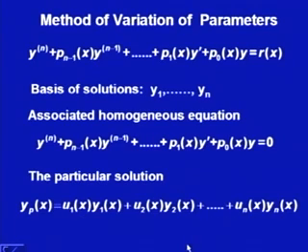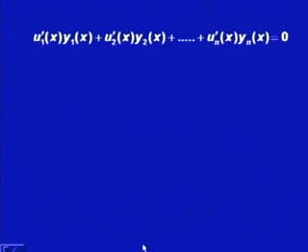By the method of variation of parameters we have to determine these functions u1(x), u2(x) and un(x). They can be obtained as the solution of the system: u1'(x) y1(x) plus u2'(x) y2(x) and so on plus un'(x) yn(x) is equal to 0; u1'(x) y1'(x) plus u2'(x) y2'(x) and so on plus un'(x) yn'(x) is equal to 0; and so on, until the nth equation, u1'(x) times the (n-1)th derivative of y1 plus u2' times the (n-1)th derivative of y2 and so on, plus un' times the (n-1)th derivative of yn, is equal to 0.